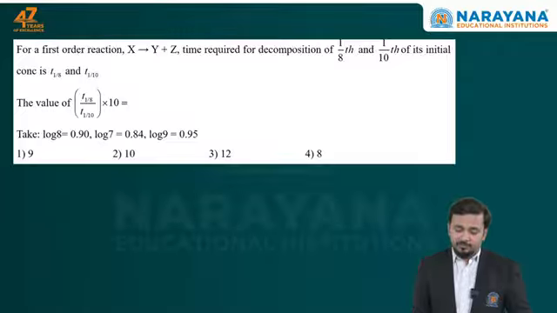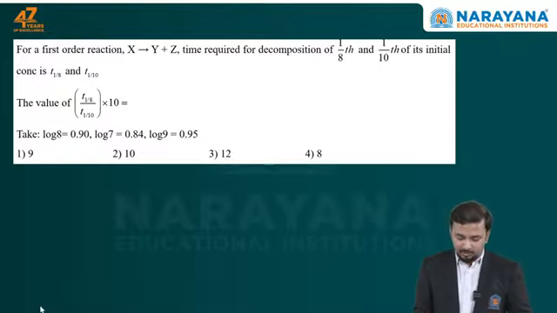So the first question in front of us is from kinetics, chemical kinetics. The question says, for a first order reaction, X gives Y plus Z, the time required for decomposition of 1/8 and 1/10 of its initial concentration is T1 by 8 and T1 by 10. The value of T1 by 8 upon T1 by 10 into 10 is equal to. So let's start with this question.